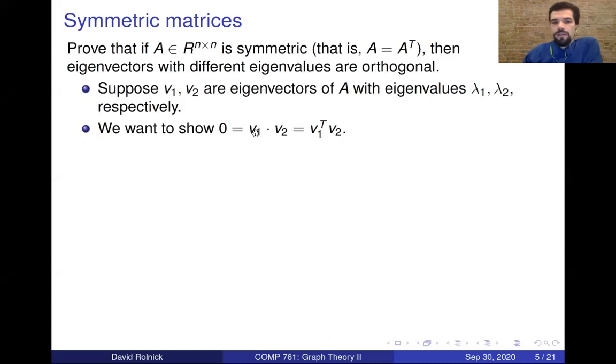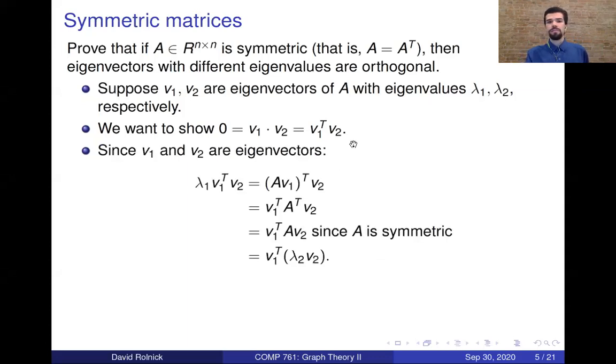I'm going to write the dot product of two vectors as the matrix product of the row vector of one of them and the column vector of the other one, because a row vector multiplied by a column vector is just the dot product of those two vectors. So we want to show that 0 is equal to this product. Now, let's write down some things that we know because they're both eigenvectors. Since v1 and v2 are eigenvectors, if we multiply by lambda 1, we have (A v1) transpose, because A v1 is just lambda 1 v1.